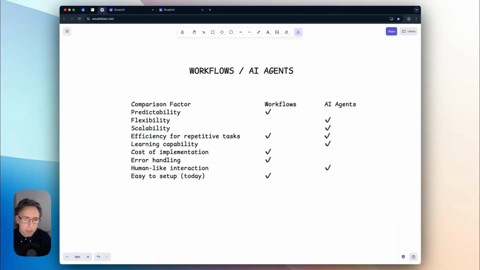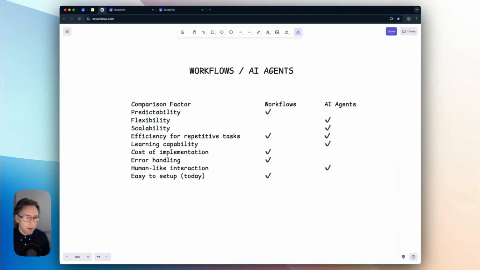The cost of implementation, workflows are better for this because the algorithms are cheap. You can rent a CPU or you can buy your own CPU, and that will be enough to fulfill millions of steps. When we deal with AI agents, there's always the cost of the large language model that needs to be considered. The same thing applies for error handling, because workflows are essentially abstractions over traditional programs, and programs internally are constructed to a large degree like workflows, except that we use programming languages to describe them. They will be a lot better at error handling.